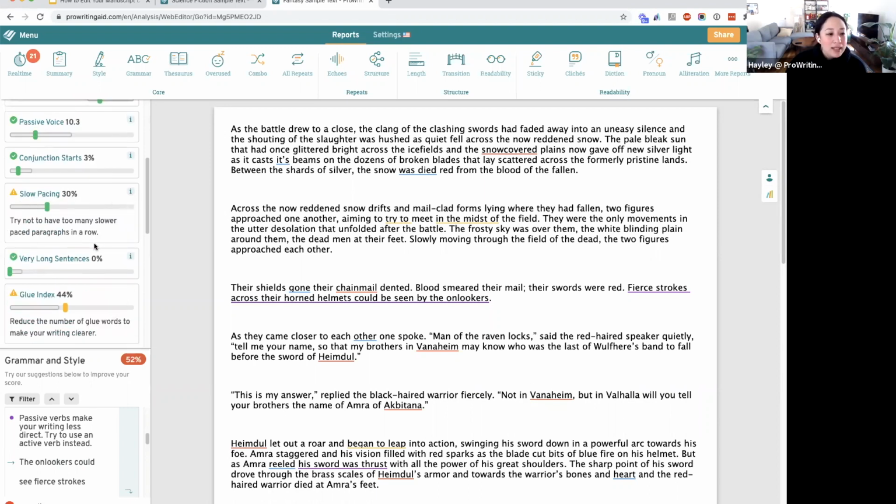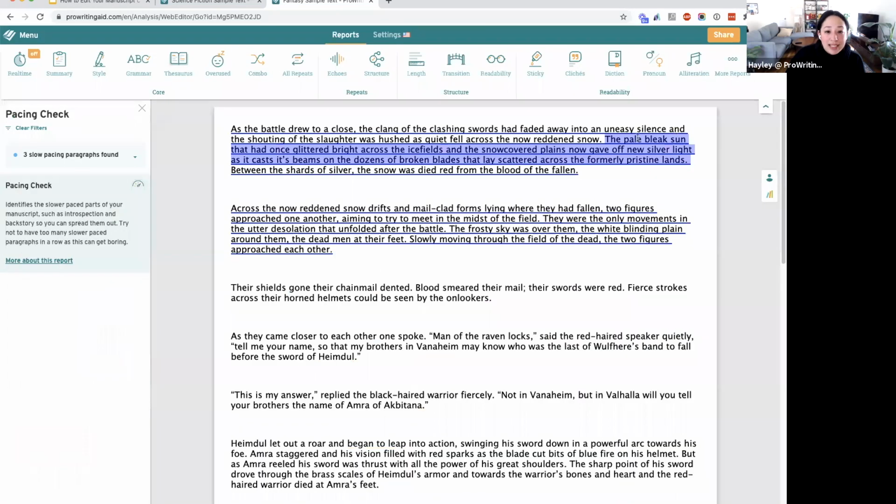Okay, so our slow pacing report here under goals will tell you places where you have slower paced paragraphs in a row. We also have a specific pacing check, which can help you visualize this and find which specific paragraphs are slowly paced so that you can take a look at them and decide, you know what, it's okay. I've decided that I want to keep this description or not.